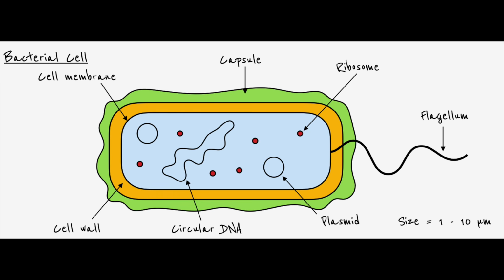They have a cell membrane that allows the entry and exit of substances. They have a cell wall made of peptidoglycan. They have a slime capsule which helps protect the cell. Ribosomes enable protein synthesis, and a flagellum is a small tail used to help the bacterial cell move.